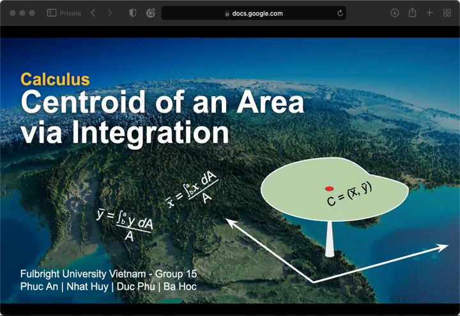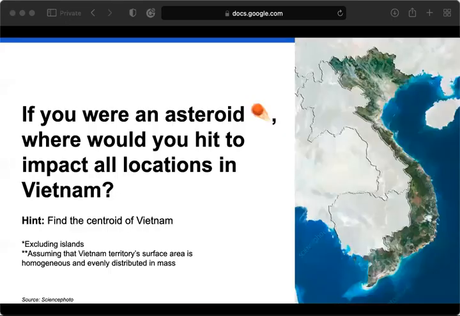Again, in engineering and physics, integrals can be used to calculate the accurate and precise location of the centroid. Now, here is our big question for you. Imagine that you are an asteroid. Your goal is to hit the Earth at the position that will impact all the locations in Vietnam, from the furthest province in the north to the south. To answer this question, you should find the centroid of Vietnam. More about that at the end of this video.